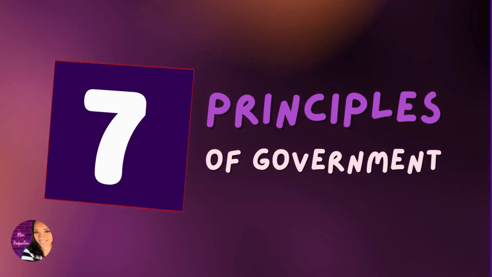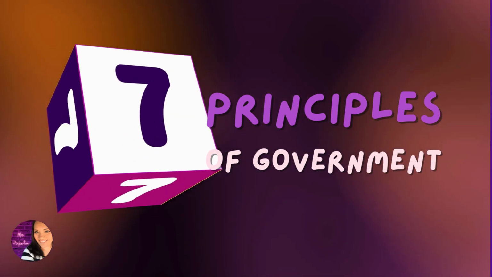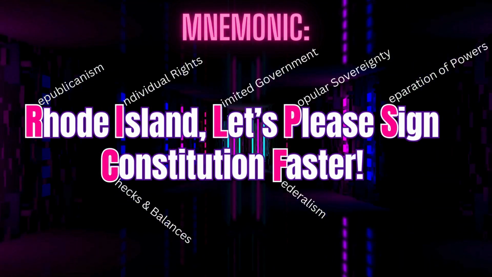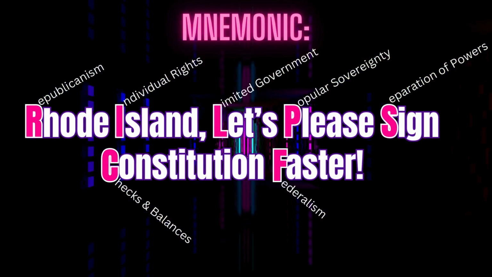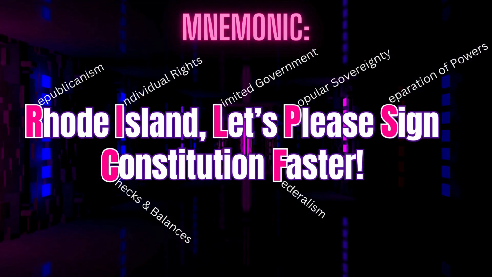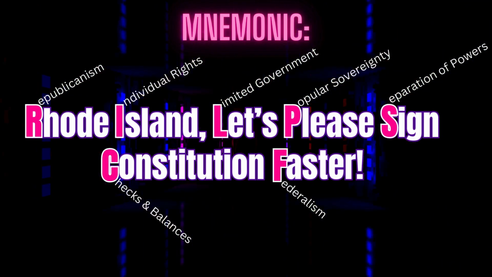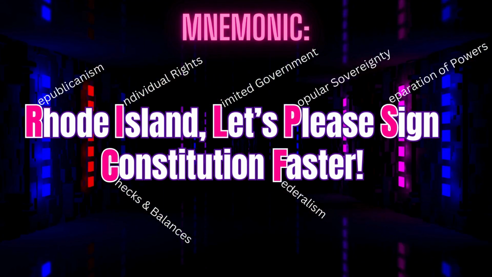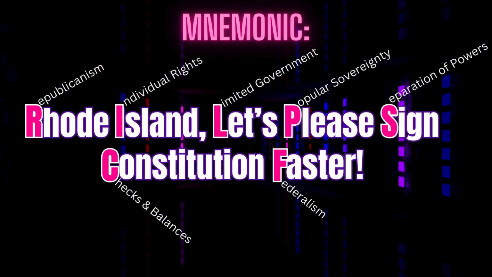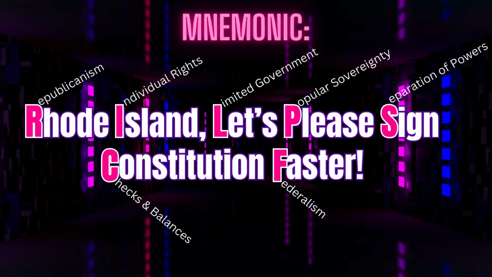Hi everyone, today we're going to learn about the seven principles of government. Let's go ahead and learn about the seven principles of government using the simple phrase, Rhode Island, let's please sign Constitution faster. Each letter in this phrase represents one of the seven principles. Let's go ahead and break it down.